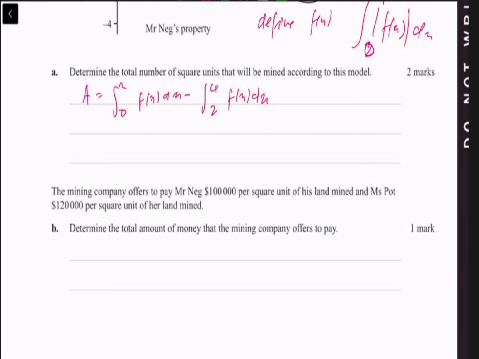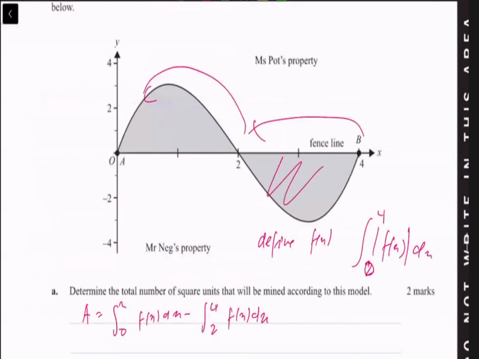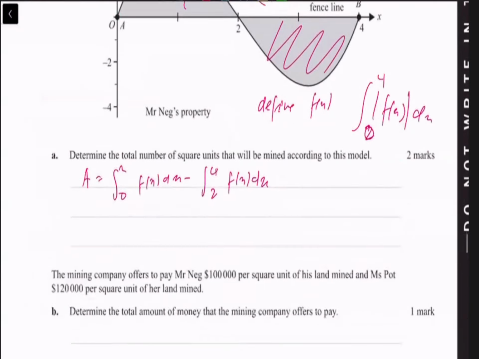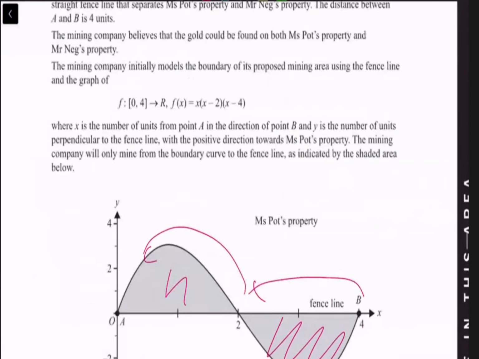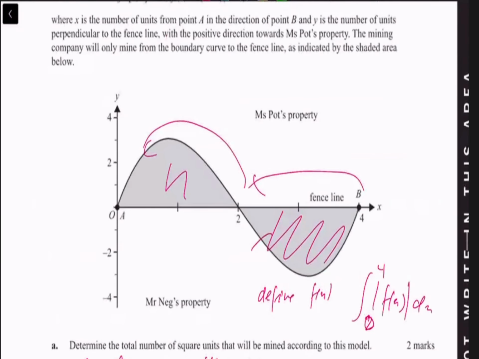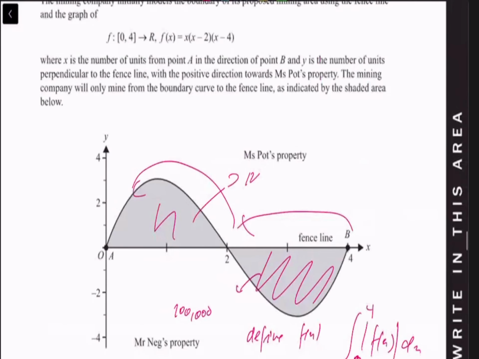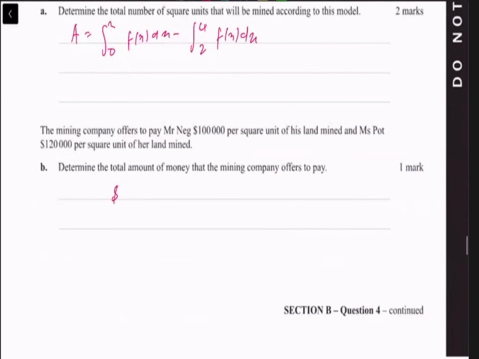So determine the total amount of money that the mining company offers to pay. Since it's different for each one, for this question you actually do have to find the area of this and this, and multiply. So multiply this area by 100,000 and multiply this area by 120,000. And you should get 880,000.